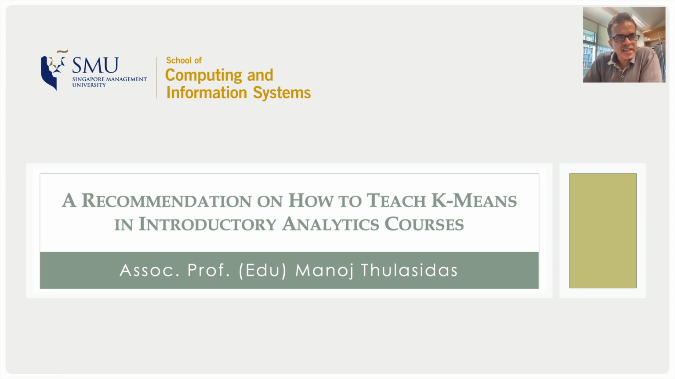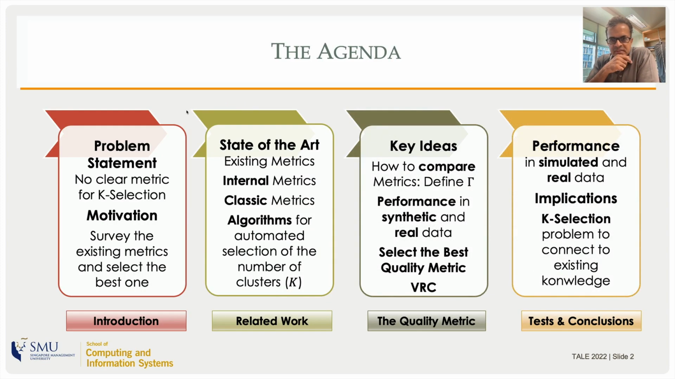My paper is a recommendation on how to teach K-means in introductory analytics courses. We will start with the problem statement. K-means clustering doesn't offer a clear metric for case selection. The motivation behind this paper will be a survey of all the existing metrics out there to select the best one for case selection. So the state of the art will be the existing metrics.